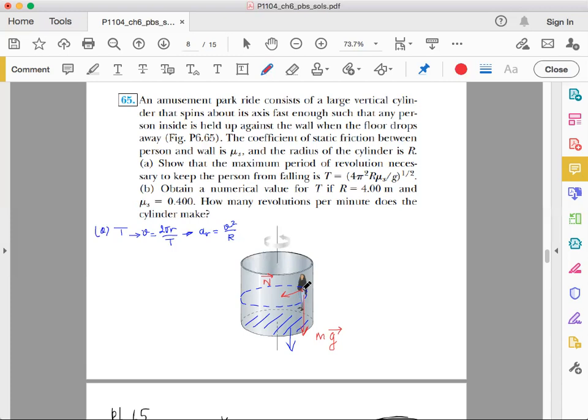So this static friction should in fact oppose the gravitational force, so it should be in the opposite direction. So it should be upward, and it should be of static nature. So we label it Fs.